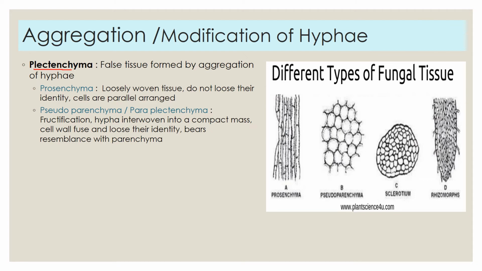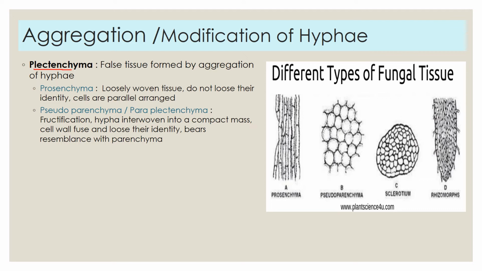In plectenchyma, the hypha remain attached in such a way that they appear like a tissue. This tissue-like appearance is due to the fact that the hyphae are closely placed, and they give the appearance of a false tissue. And this plectenchyma can be of two types, that is the prosenchyma and the pseudoparenchyma.